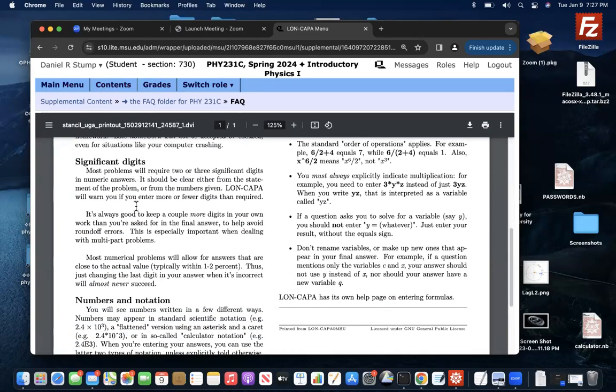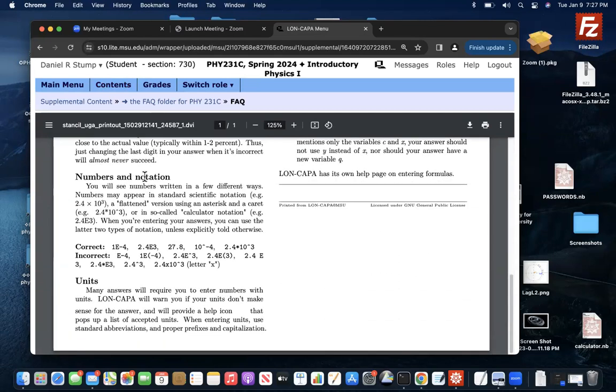This tells you how to type a number. You know, most of the answers are going to be a number with units. So you have to know, how do you type a number? How do you type the units? Well, here's how you type numbers. And you have to type it just right. You can't type it in an incorrect way. So a correct answer might be 1e minus 4. But e minus 4 is something that Lon Kappa can't interpret, so that wouldn't be a correct answer. Or 1e a parentheses minus 4.